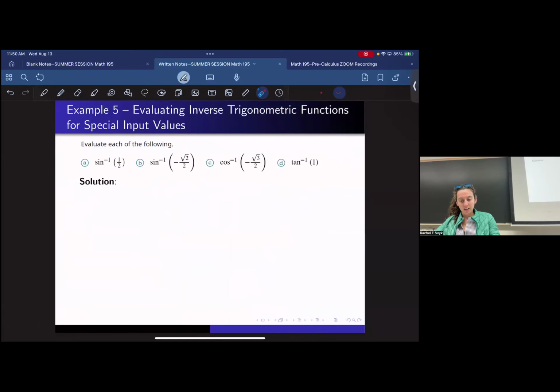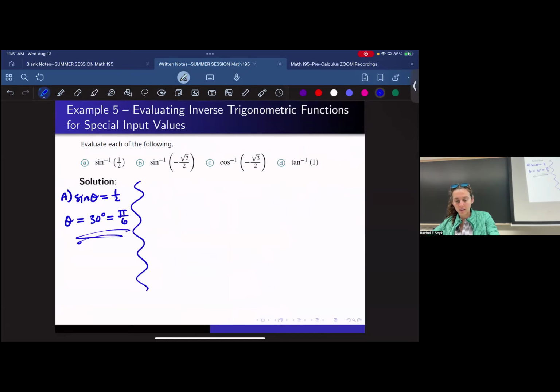All right. Let's do some more practice. Now, varying it up with sine, cosine, and tangent. So A, right? Sine of what angle gives us 1/2? Yeah, nice. You guys are picking up on it. 30 degrees, also known as pi over. Good. Part B. Sine of what angle gives us negative square root of 2 over 2?